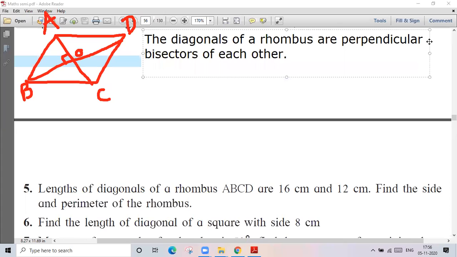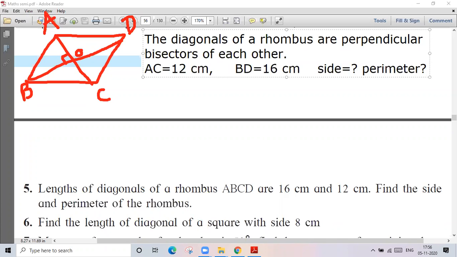Now you know very well that the lengths of the diagonals are given to us. AC is 12 centimeter and BD is 16 centimeter. We have to find out the side and the perimeter, right?